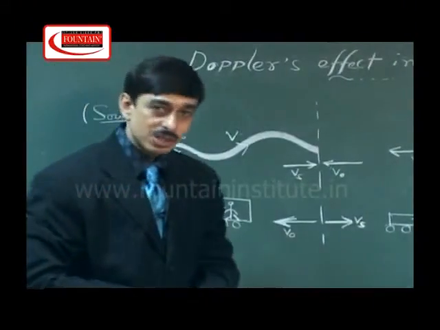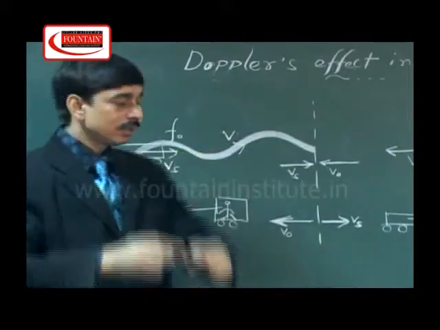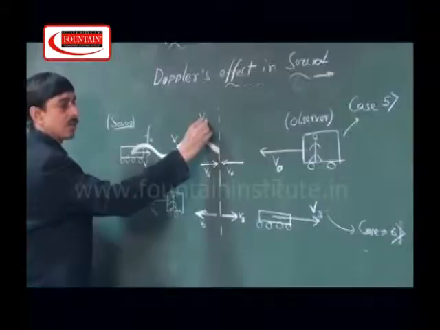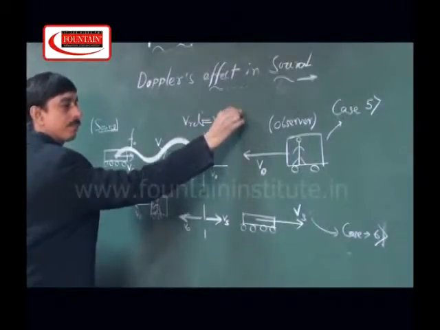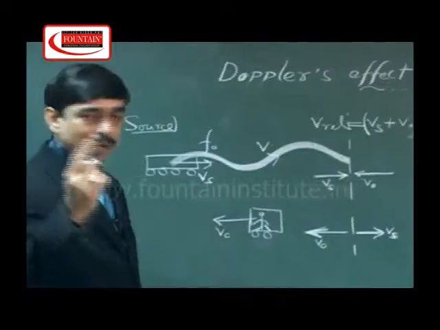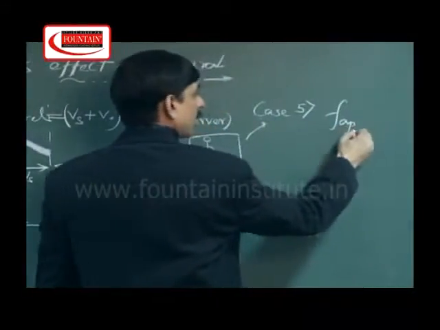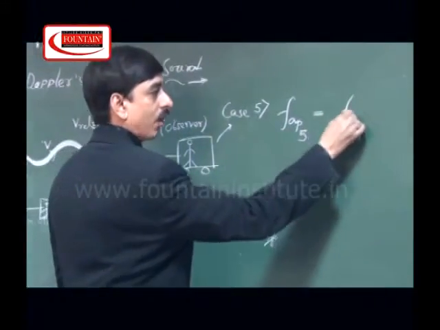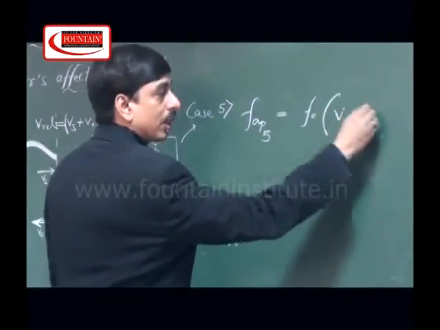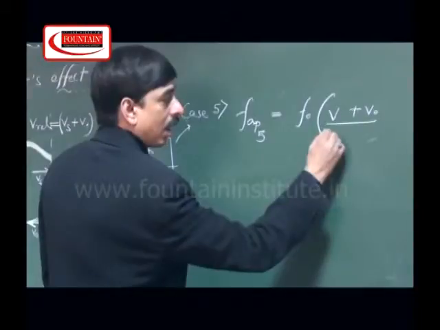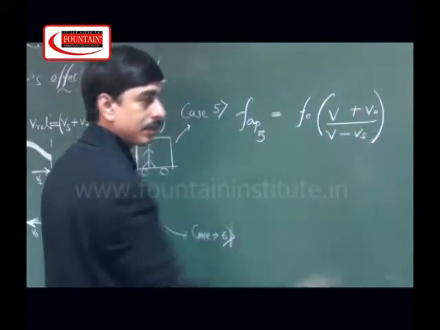As per the relative velocity law, we know if both objects approach each other, then their relative velocity becomes vs plus v0. So in case 5, the apparent frequency is f0 times (v plus v0) over (v minus vs). Since the observer is approaching it is plus, and since the source is also approaching it is minus, like this.